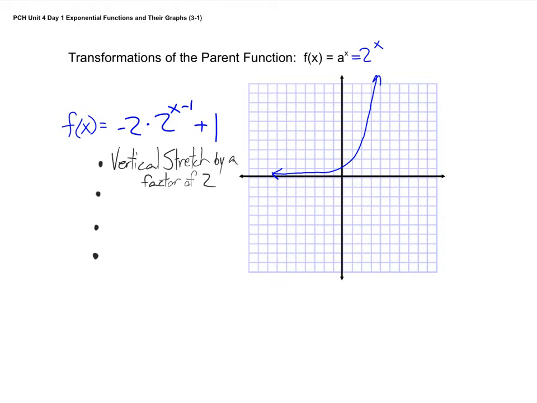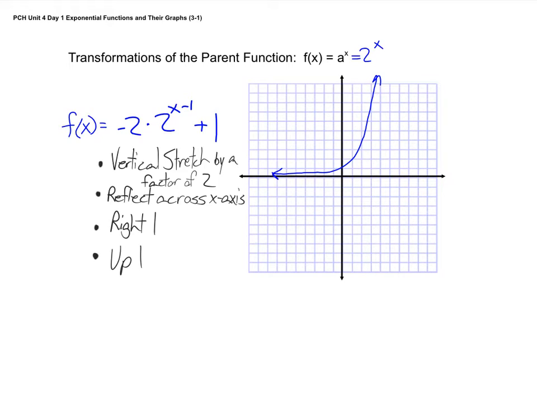Okay, what's another one, Ben? Reflection across the x-axis. Okay, reflect across x-axis. Good job. Now, what else? Grant? Shift it to the right one. To the right one. Okay, 1 unit to the right. And another one. Vertical translation up 1 unit. Good. Vertical translation up 1 unit.